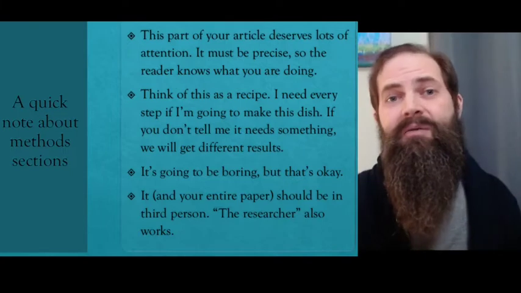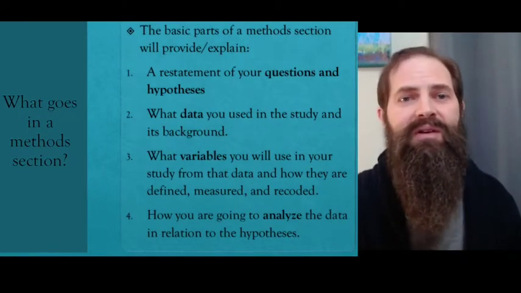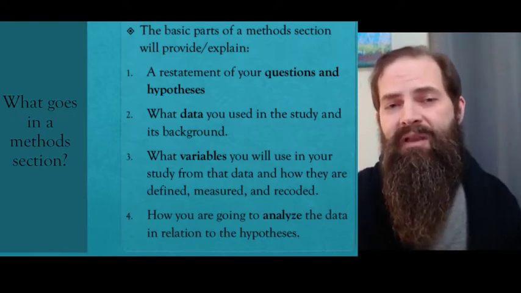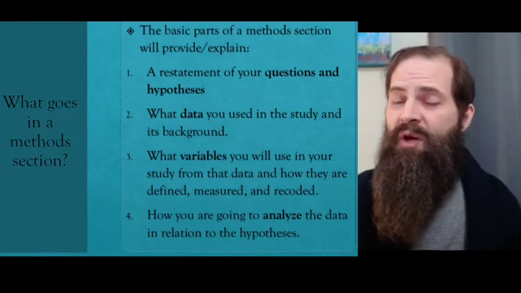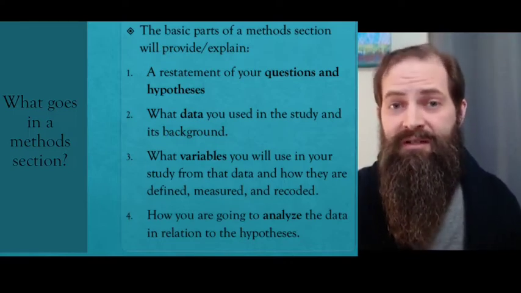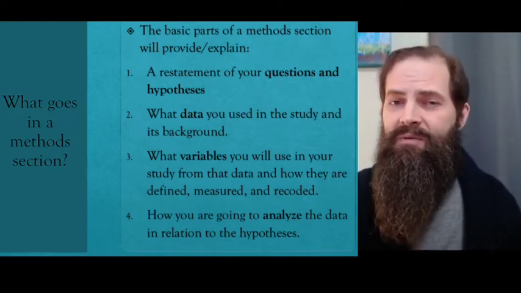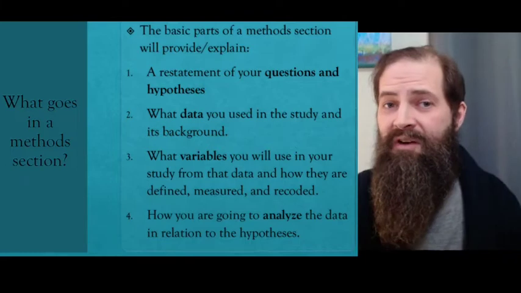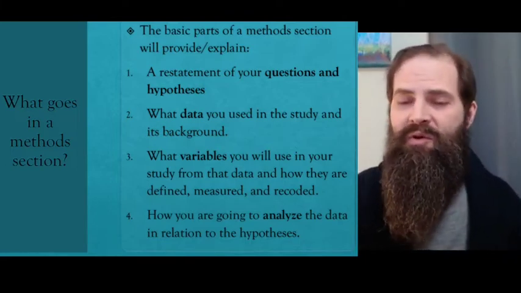Let's get started on what exactly goes into method sections. Now, the methods report is going to give us four more or less basic ideas. First off, it's going to take a moment and restate your questions and your hypothesis so we understand what exactly it is that you're even trying to do in this paper. Next, you're going to tell us about the data. And we're going to really dig into the data because it can vary on if you collected the data or if it's somebody else's data like the Census Bureau.